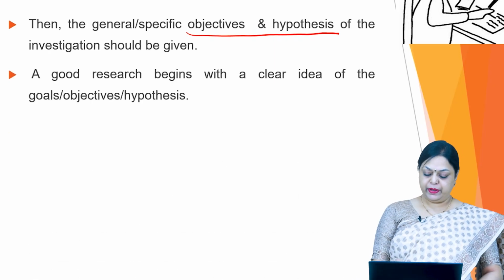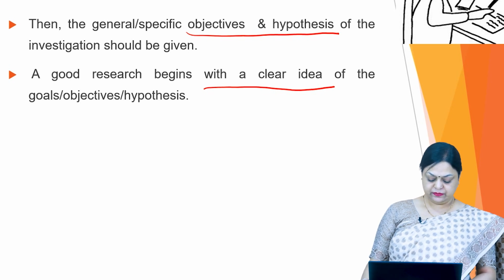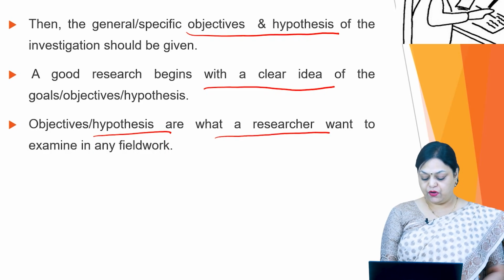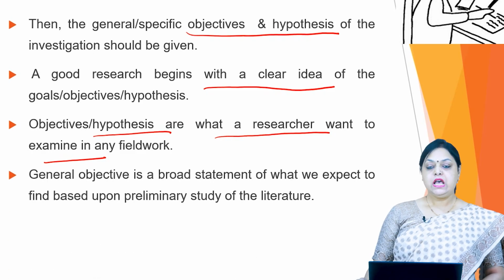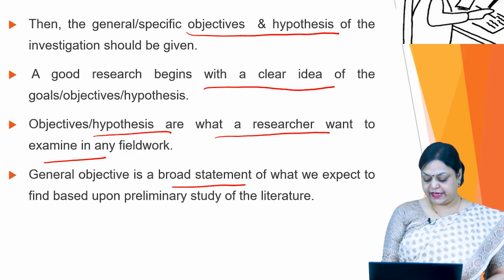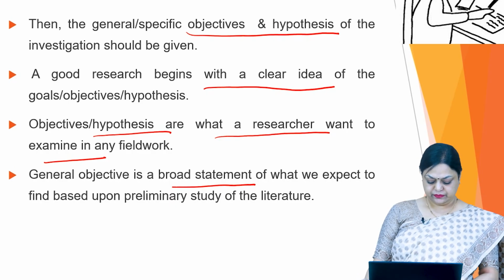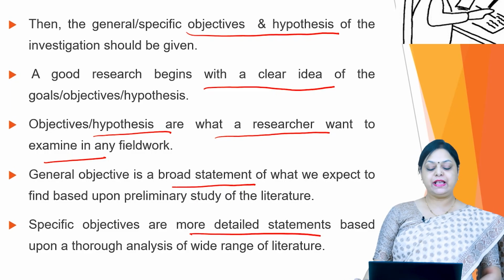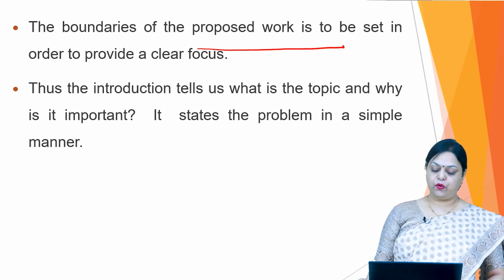A good research begins with a clear idea or goal, objectives or hypothesis. Objectives and hypotheses are what a researcher wants to examine in any framework or fieldwork. General objective is a broad statement of what we expect to find. Specific objectives are more detailed statements based upon thorough analysis. The boundaries of the proposed work are to be set in order to provide a clear focus.